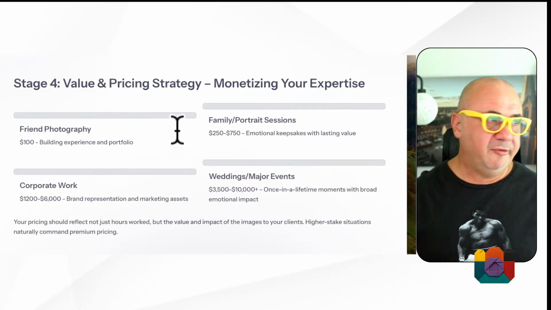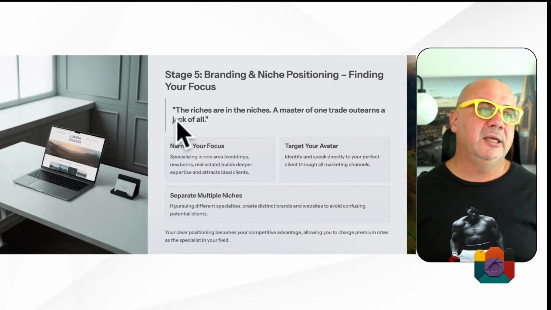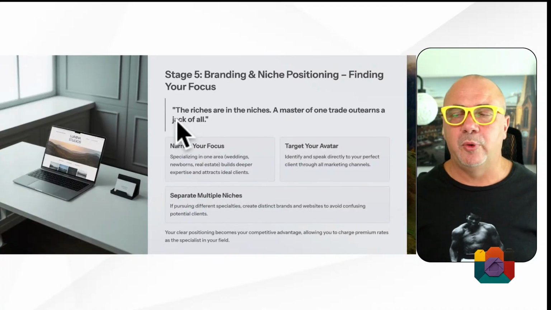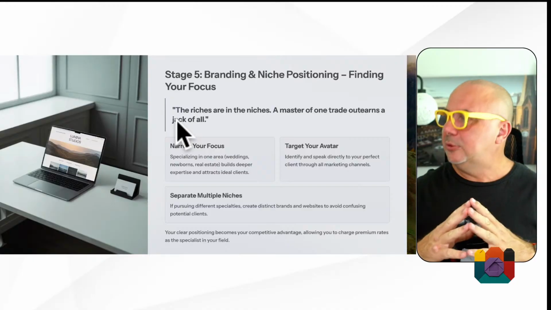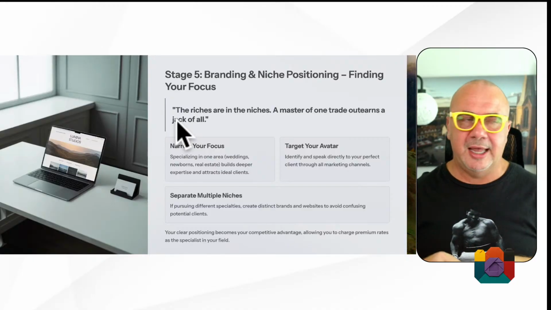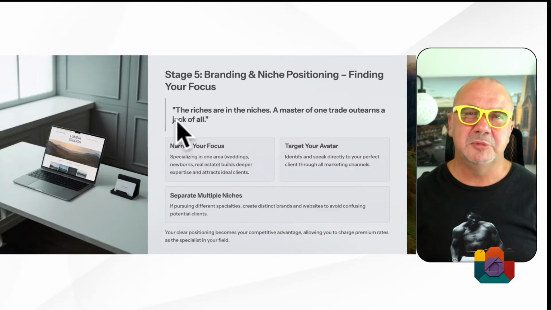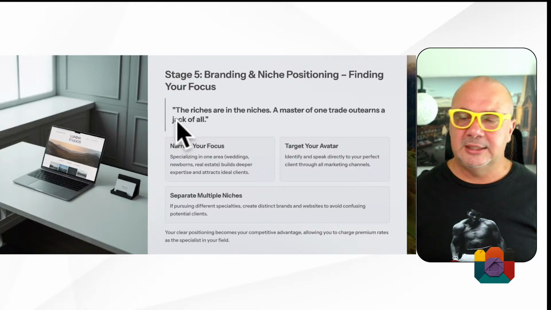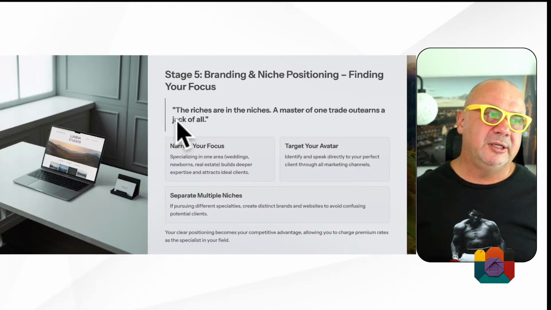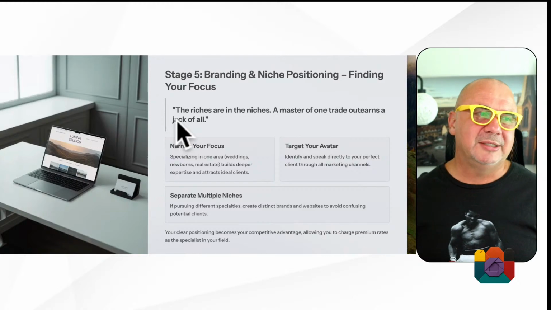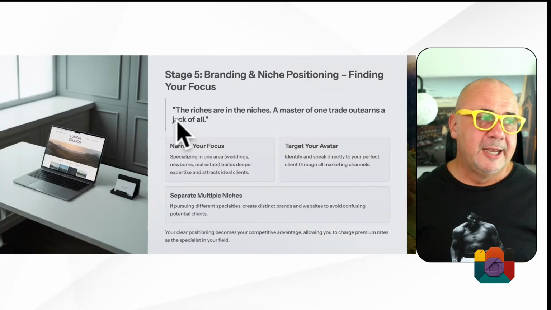And then after this, branding and niche positioning, finding your focus. This is not really about the progression and the steps, but something I wanted to bring up to you guys, because I see photographers making this mistake all the time. Essentially, the riches are in the niches. A master of one trade out-earns the jack of all trades.